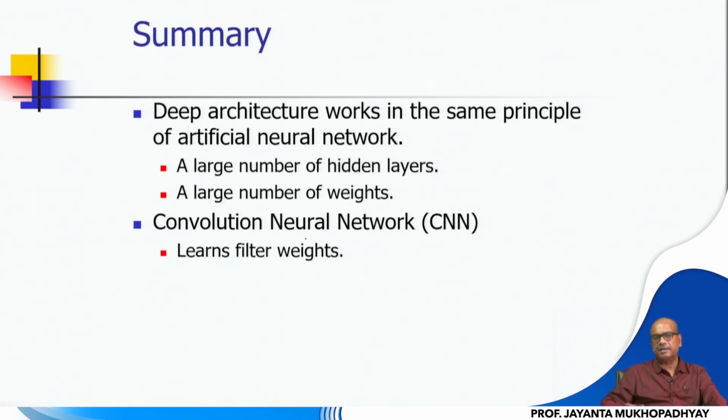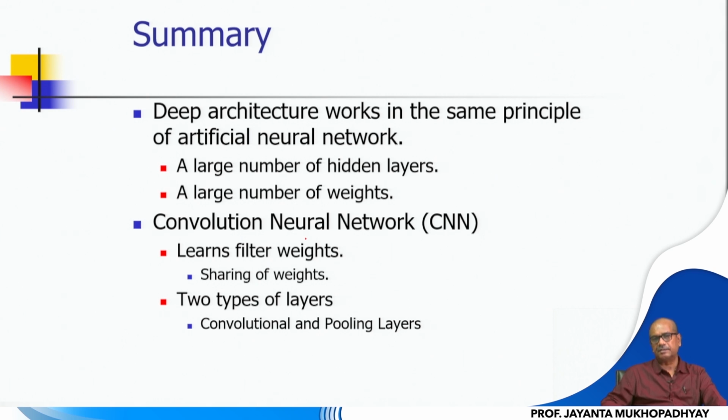So in a convolutional neural network you learn filter weights, that is one of the objectives, and it has the feature of sharing of weights. So the architecture becomes simpler than the fully connected layers architecture. The description becomes simpler. There are two types of layers under these convolutional neural networks, what we have seen: one is convolutional and the other one is pooling layers. And there are two stages of processing. One is feature extraction, and if you want to solve the classification problem, then there is classification.